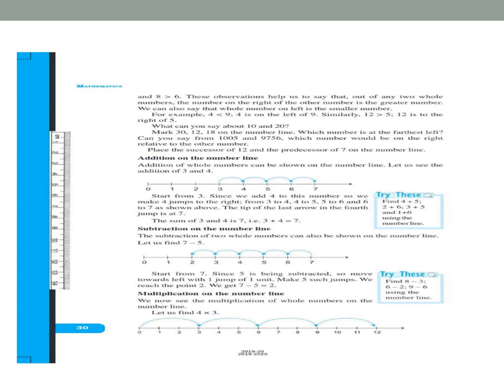Now coming to multiplication on the number line. We now see the multiplication of whole numbers on the number line. Let us start with 4 into 3. So here we will take jumps for 4 into 3. We have to take a jump of 4. How many jumps do we have to take? You see, 1, 2, 3. Okay, 1, 2, 3. A jump of 3.